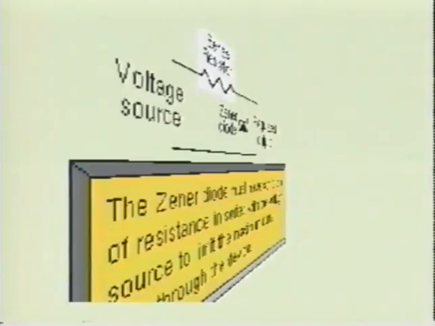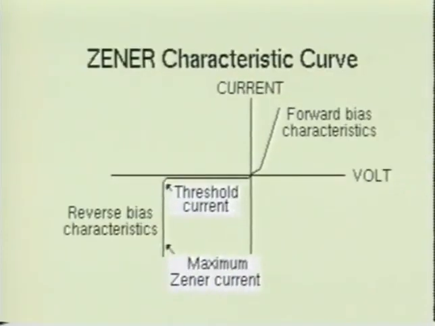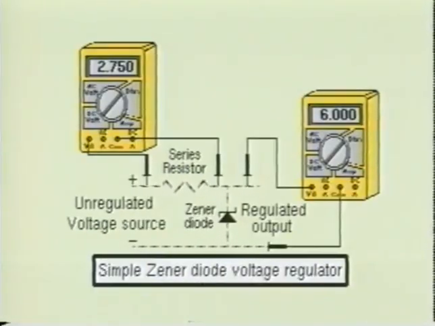The value of the resistor is chosen so that the Zener will operate between its threshold current and the maximum Zener current. Once the Zener avalanche is on, the voltage drop across the Zener will not change, even if more current is passed through the device. This makes the Zener diode an excellent voltage regulating device.